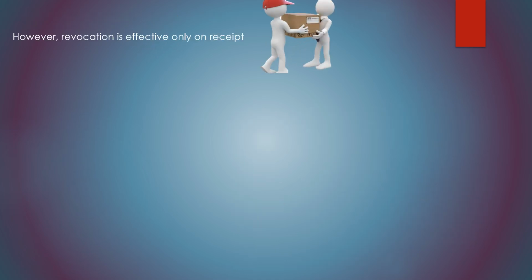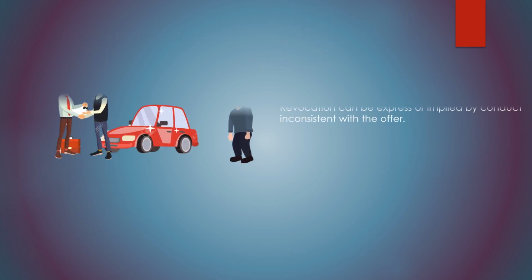Now, revocation is only effective upon receipt, right? If someone does not know the offer has been revoked, the offer has not been revoked. Revocation can be expressed or implied by conduct inconsistent with the offer. I've offered to sell you my car for $5,000, and while you're thinking about it, I sell the car to someone else.